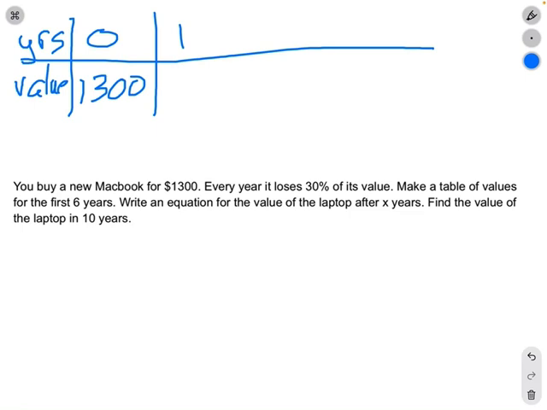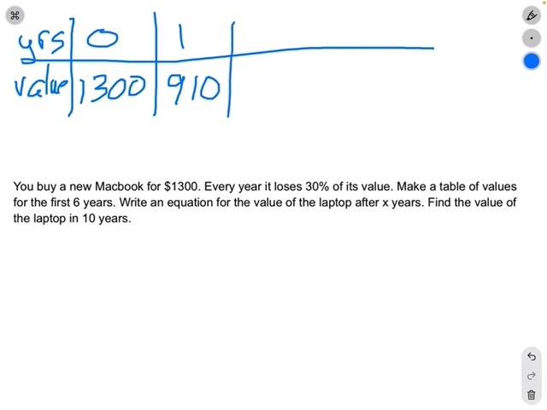Okay, in year 1, I'm going to take that $1,300, and there are two different things I can do with it. One of the things that I can do is 1,300 times 0.3, that's $390. It loses $390. So I can do 1,300 minus 390. So that would be $910. And I can do that every year, but that's kind of a pain.